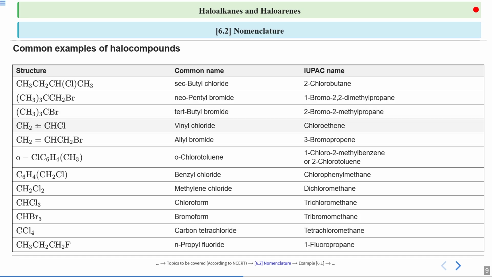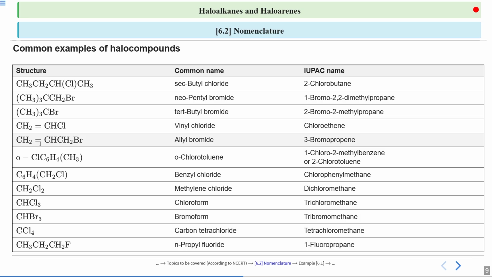Next structure is CH2=CHCl. The common name for this is vinyl chloride. Remember, we have studied vinylic compounds, where halogen is connected directly to an sp2 hybridized carbon, one of the double bond carbons. Here the same thing is happening: chlorine is attached to the carbon which is in a double bond with CH2. So we state its common name as vinyl chloride, and its IUPAC name will be chloroethene.